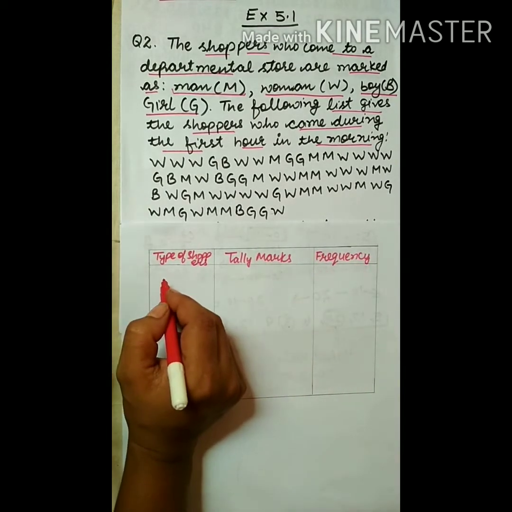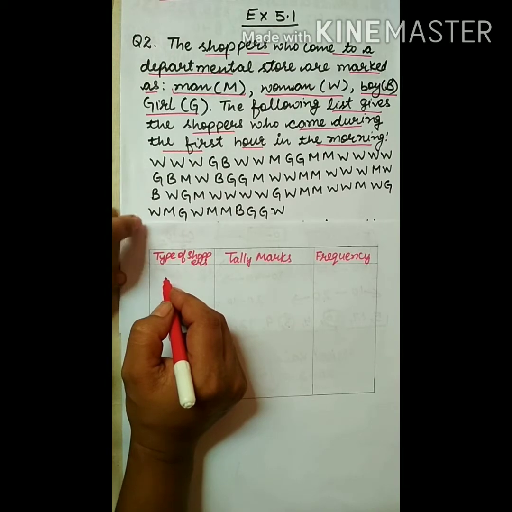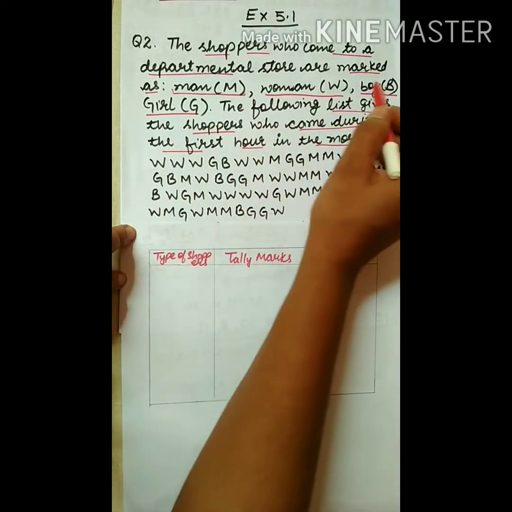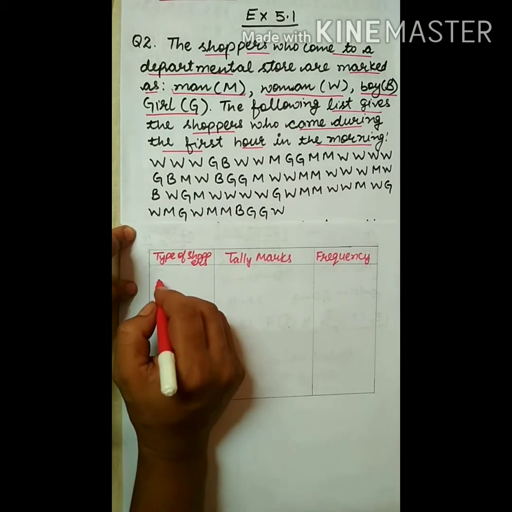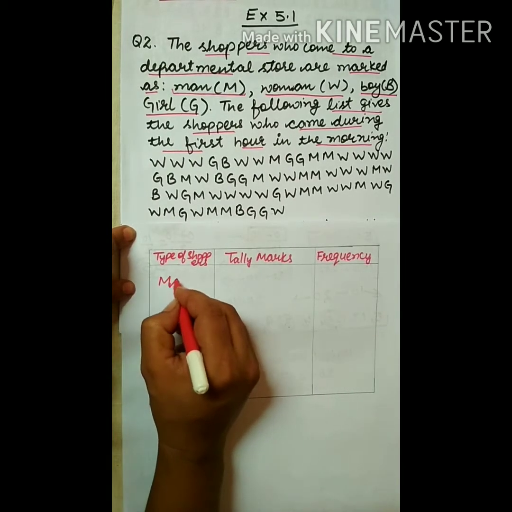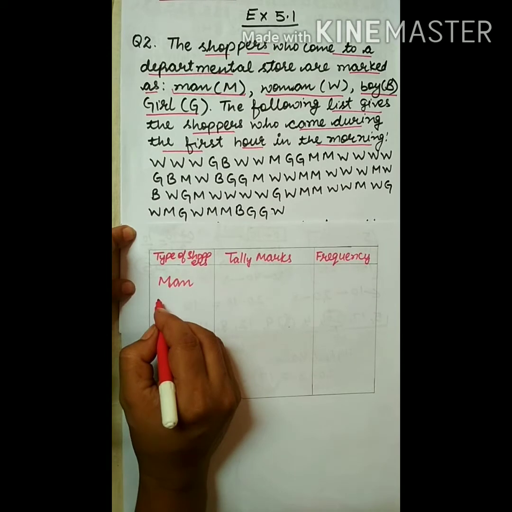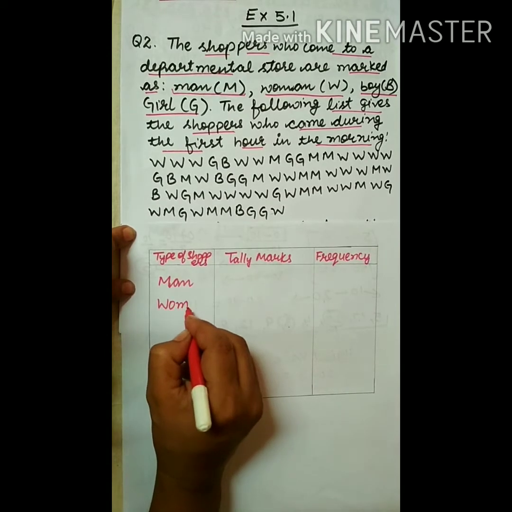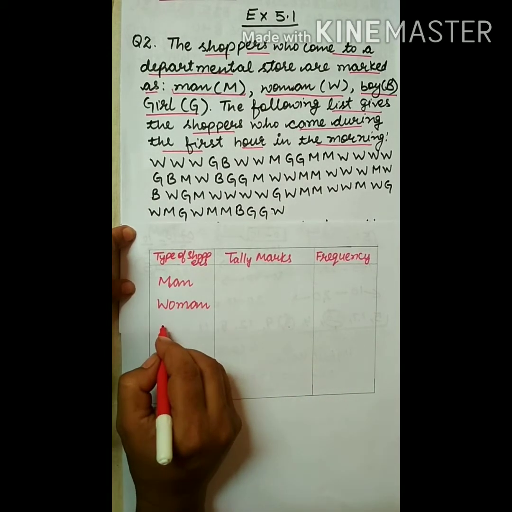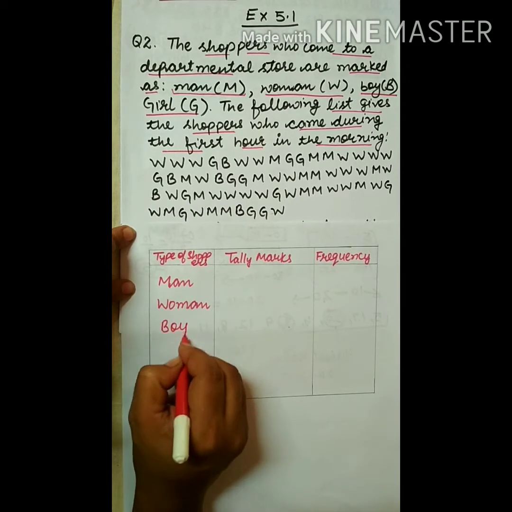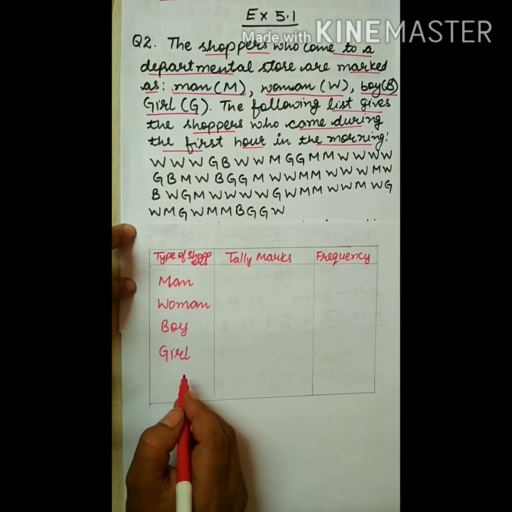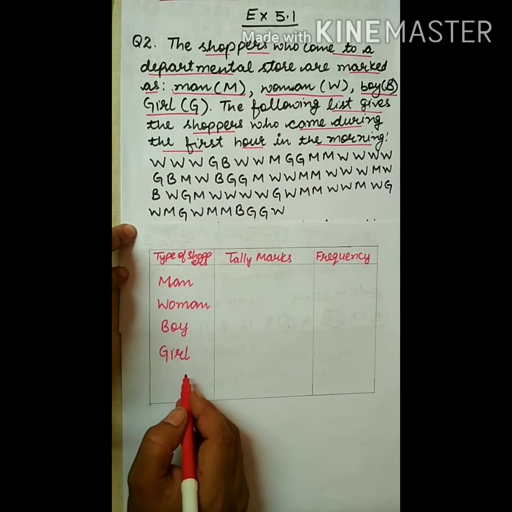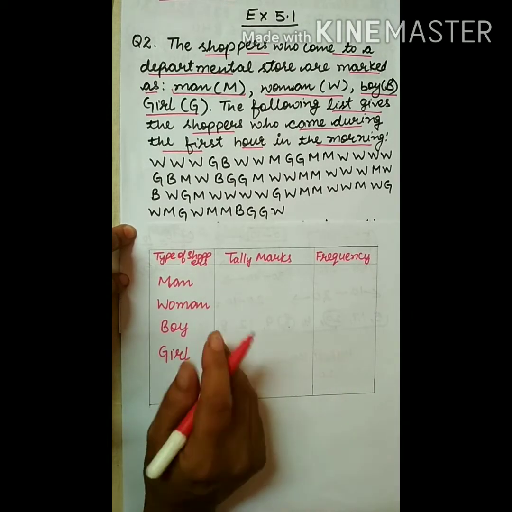Firstly, how many types of shoppers are there? Man, women, boy, girl. It means there are 4 kinds. Firstly, I would like man. Next is women. Next one is boy. Then girl. Now, firstly, I will count how many men visit the shop.